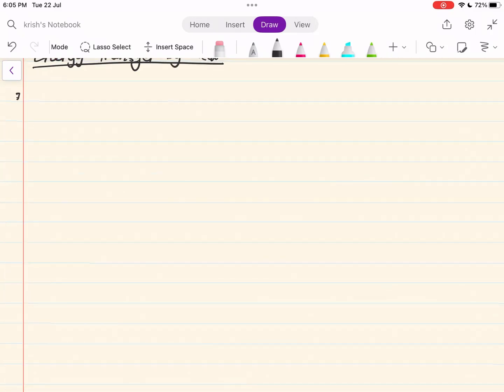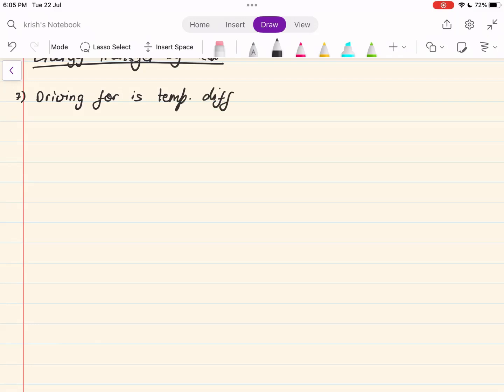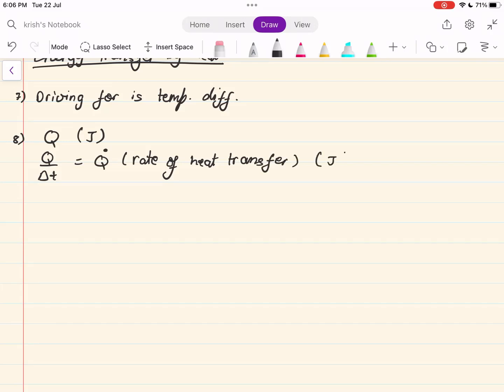Okay, so the driving force is temperature difference. Intuitively, also, we know this heat is transferred from a higher to a lower temperature, so that is the driving force behind this type of energy exchange. The symbol is capital Q and it is measured in joules. Q by delta T is written as Q dot, the rate of heat transfer, measured in joule per second, also known as watt.